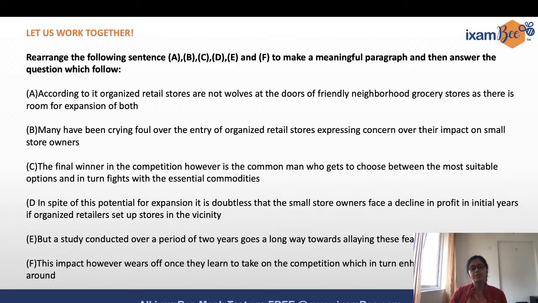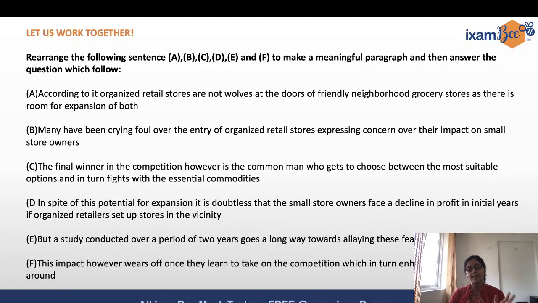In spite of this potential for expansion, it is doubtless that small store owners face a decline in profit in initial years if organized retailers set up stores in the vicinity. But a study conducted over a period of 2 years goes a long way towards allaying these fears. This impact, however, wears off once they learn to take on the competition, which in turn enhances efficiency all around.